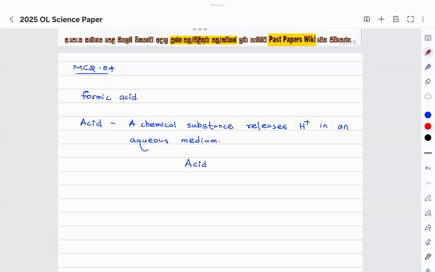Now, what are the examples for the acids? First of all, let's write down a few examples for acids. What are the examples? We can say HCl, HNO3, H2SO4, then H2CO3, then CH3C double bond OH.